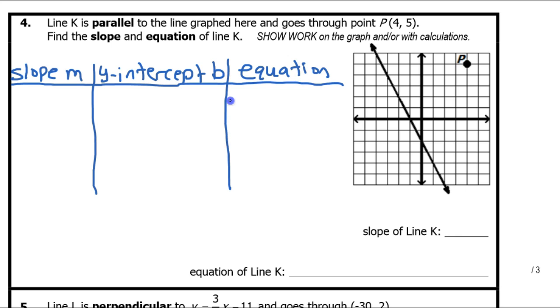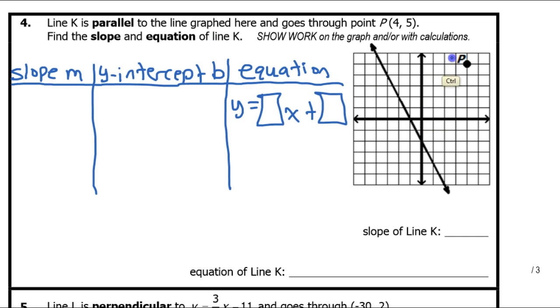All right, the equation is always of the form y is equal to something x plus something, where the first box is the slope and the second box is the y-intercept. So, line K is parallel to the line graphed here and goes through this point. Find the slope and equation of the line.